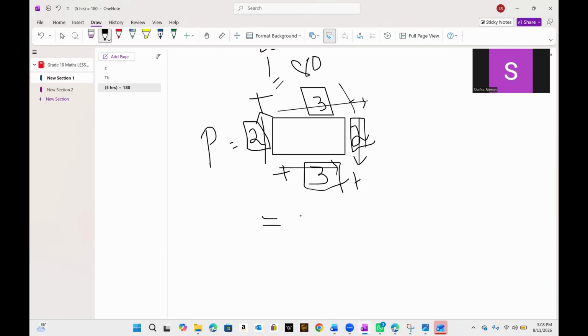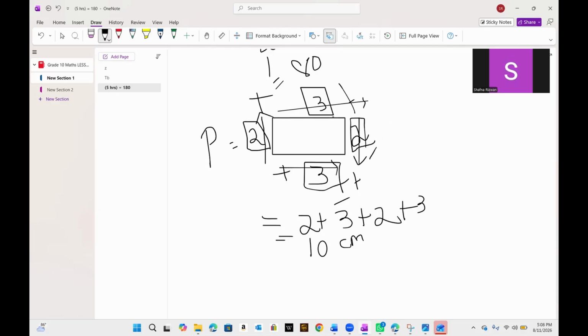That means here 2 plus here 3 plus again here 2 again here 3. And it will give you around how much? 2 plus 2 is 4, and 3 plus 3 is 6. 6 plus 4 will give you how much? 10 centimeter, let's say. Did you understand? So what is a perimeter?